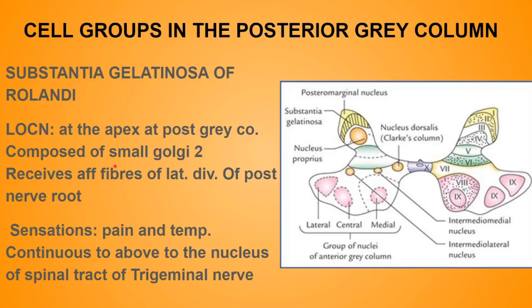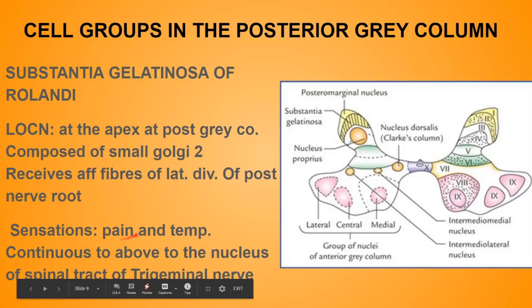Now the cell groups in the posterior gray column, means this one. First of all, the substantia gelatinosa. This is at the apex of the posterior horn of the gray matter of the spinal cord. It is situated in the apex of the gray column and extends throughout the length of the spinal cord. It is composed of small Golgi type 2 neurons, also known as interneurons. Remember this, it receives afferent fibers of the lateral division of the posterior nerve root and senses pain and temperature. Senses is very important: pain and temperature.